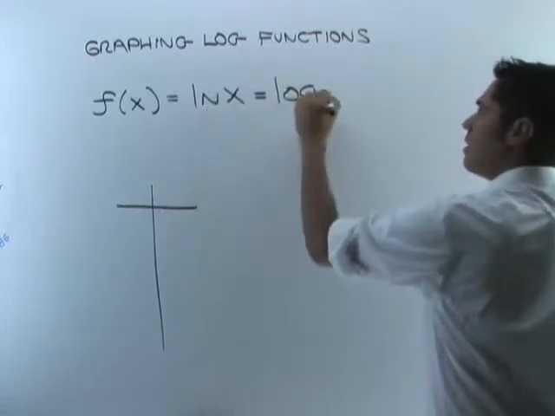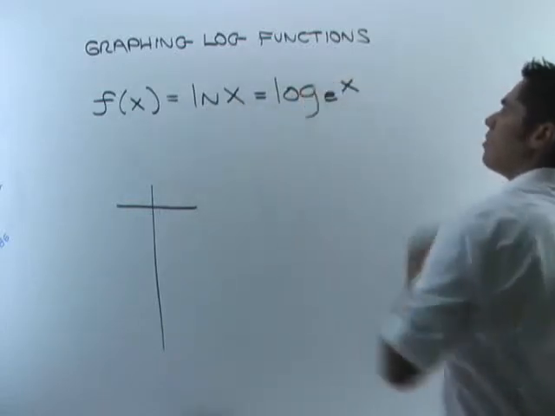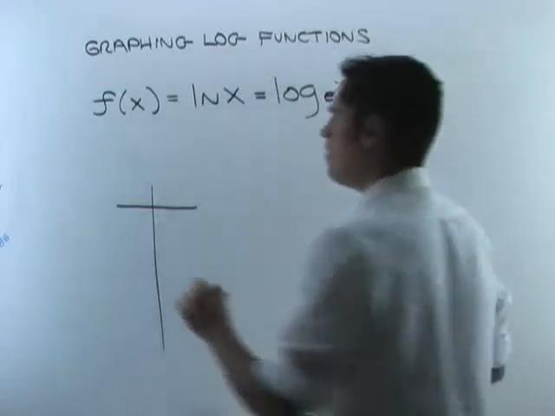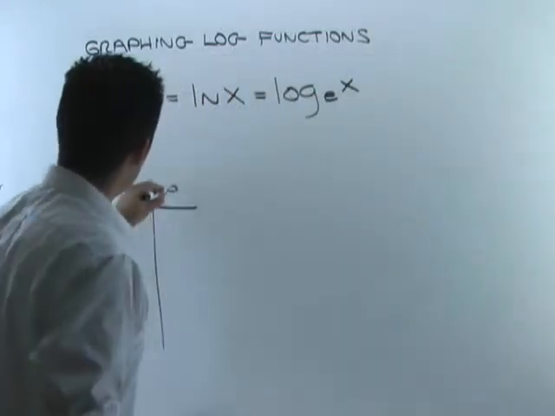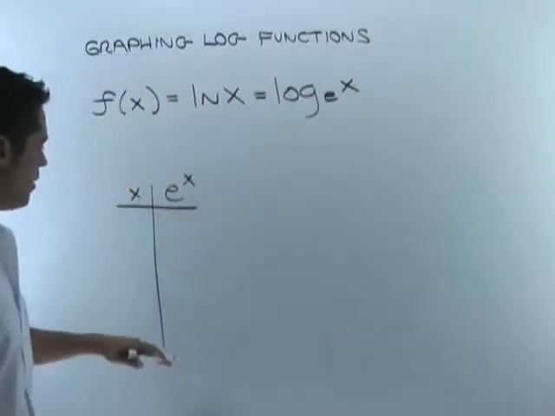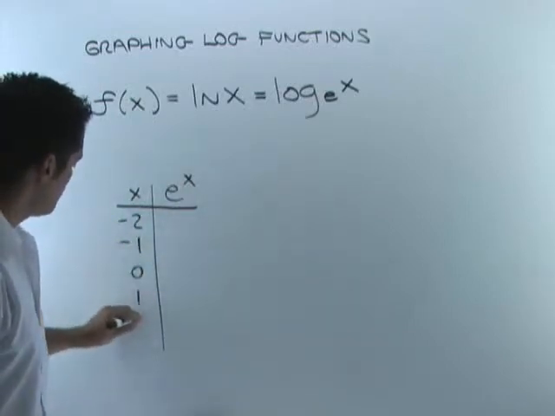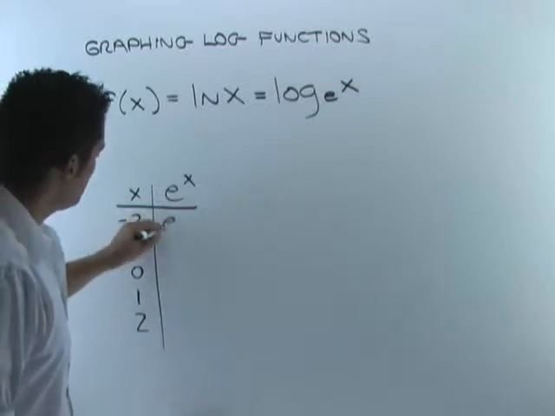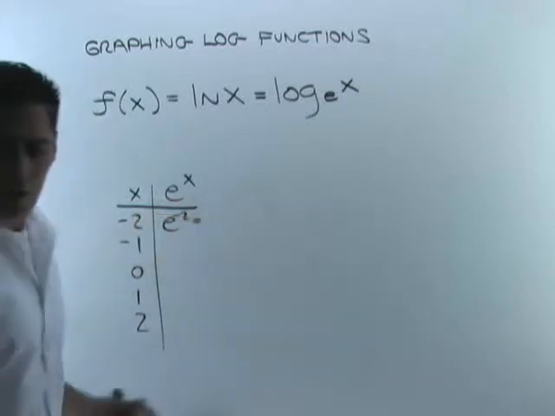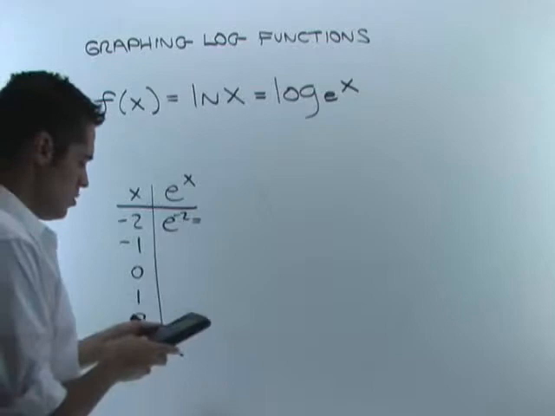Well, the natural log is log base e of x. So therefore, when you come to your table, you're going to have x, and e to the x is what we're going to come up with here. So you can do -2, -1, 0, 1, and 2. And then you're going to have to find e to the -2. And there you will not be able to get away from the fact that you need your calculator.